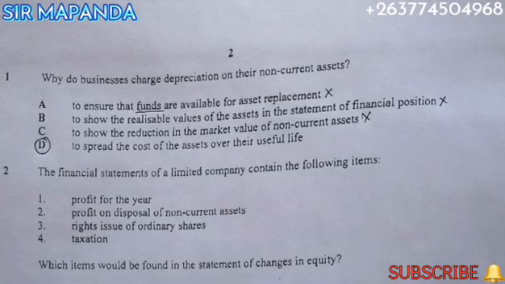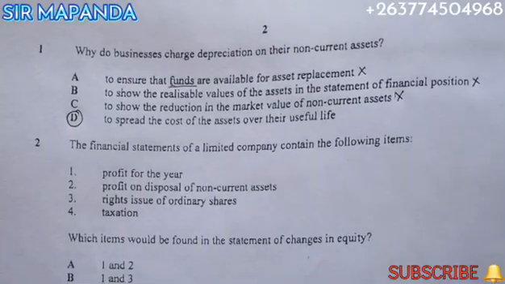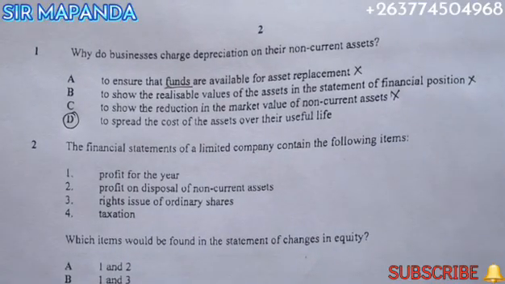The financial statements of a limited company contains the following items. Number 1, profit for the year. Number 2, profit on disposal of non-current assets. Number 3, rights issue of ordinary shares. Then number 4, taxation. Right. Which items would be found in the statement of changes in equity?